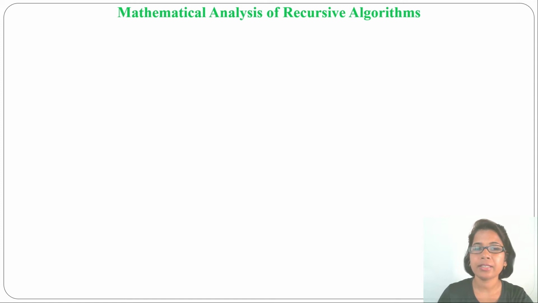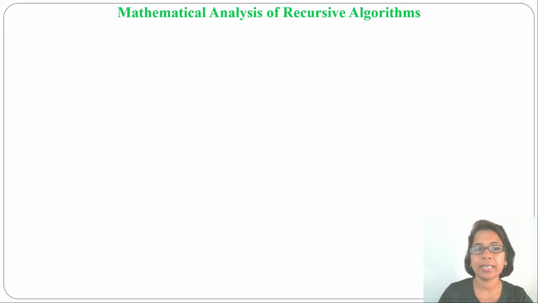Hi, let's discuss mathematical analysis of recursive algorithm. I already discussed mathematical analysis of non-recursive algorithm. The algorithm having any loop like for loop, while loop, do while loop are called as non-recursive algorithm or iterative algorithm. The algorithm having any recursive function is called as recursive algorithm. What is recursive function? When a function calls itself, that is called as recursive function.